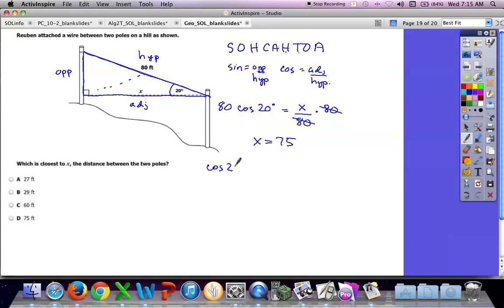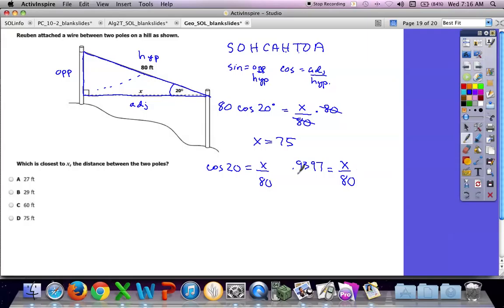Now, if you have trouble with solving this kind of equation, go back to this again. Cosine of 20 equals x over 80. One thing I suggest sometimes is to use your calculator to find the cosine of 20 first. Cosine of 20 is 0.9397. So 0.9397 equals x over 80.